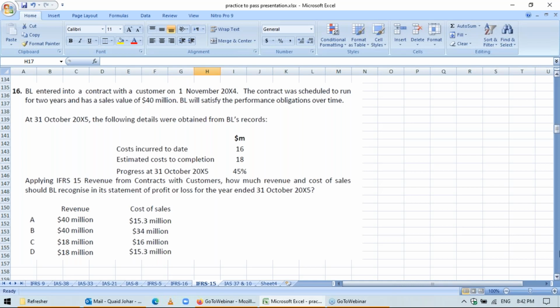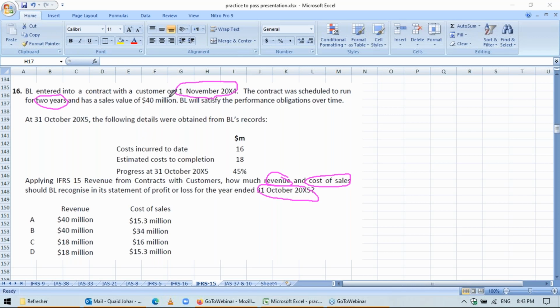So now what happens over here is that they've asked you for the revenues. In this question 16, let me mark the important areas. How much revenue and cost of sales? This is required. On what date? 31st October 2005. So they have entered into the contract on 1st November, and after 12 months, this revenue and cost of sales is required. And this contract will continue for 2 years. So one year has gone. This is the end of 1 year.